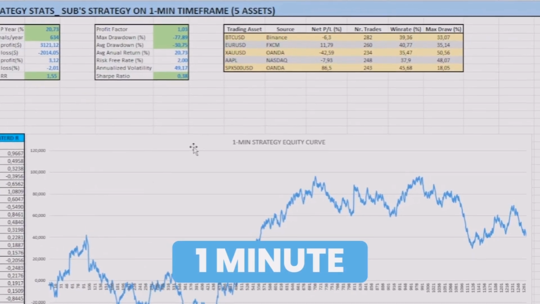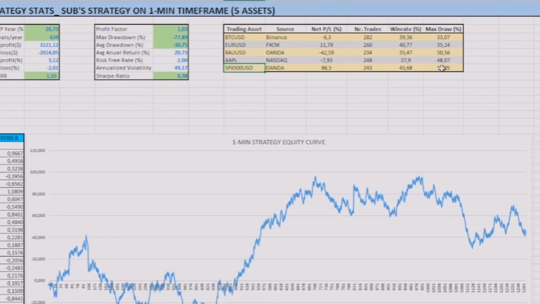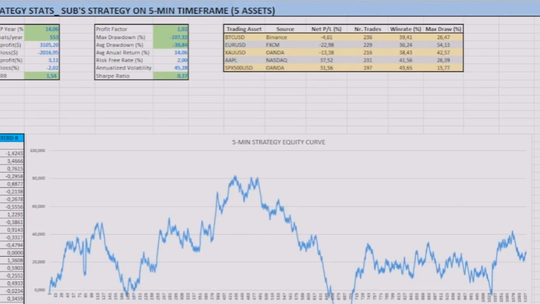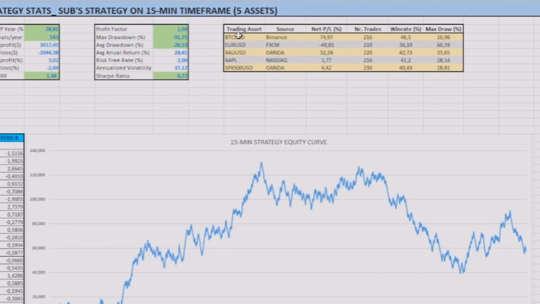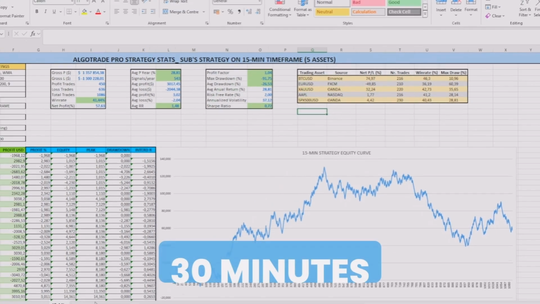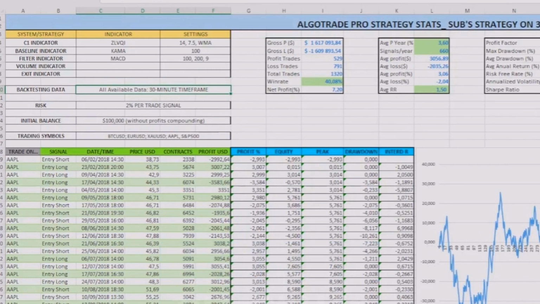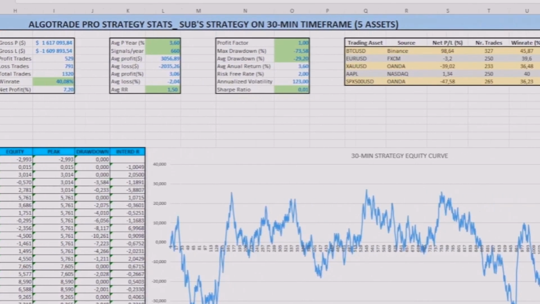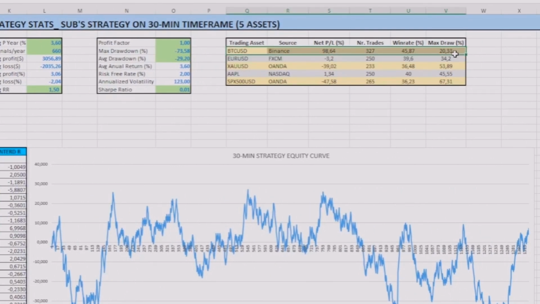On the 1 minute chart, the S&P 500 index was the best performing asset, on the 5 minutes it was the Apple stock, and on the 15 minute it was Bitcoin with a big net profit and low drawdown. Next, in the 30-minute time frame, although the results were very choppy, we can see that Bitcoin got an amazing performance with a net profit close to 100% and a max drawdown of only 20%, which gives us a return over max drawdown ratio of 5, which is well above the average.